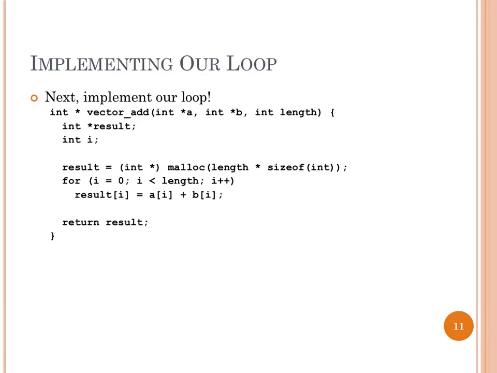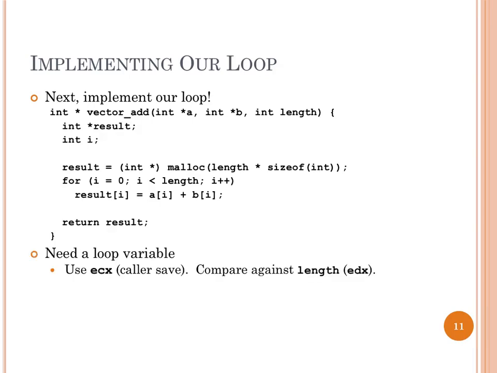So now we have the first line of our C code implemented, right? We have a whole bunch of assembly instructions to implement our first line of C code. Now we need to do our loop. We need a loop variable, and so this is where you just pick something, and I would strongly encourage you to pick something that's call or save so it's not your problem, right? Make your code simpler. So in this case, I picked ECX.